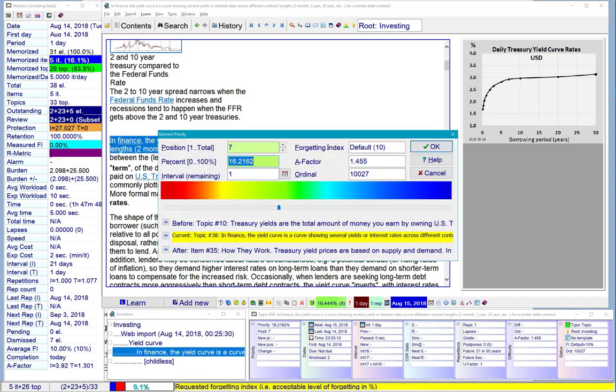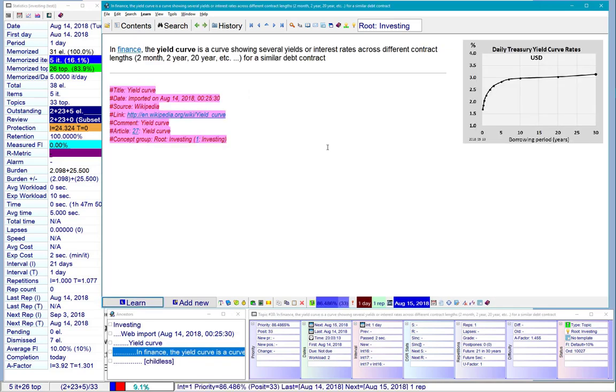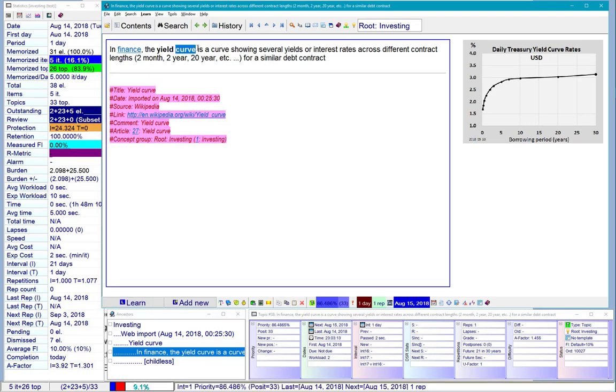This is very strange. The curve showing several yields. It's like saying the curve showing several points. All curves have points. I would say the yield curve is a curve that shows the relationship between the borrowing period and the yield. Never mind. Maybe I'll fix it in the future. I know what a yield curve is now.